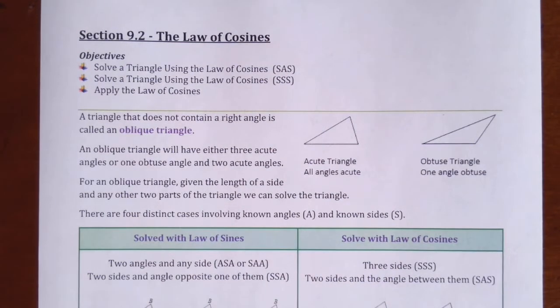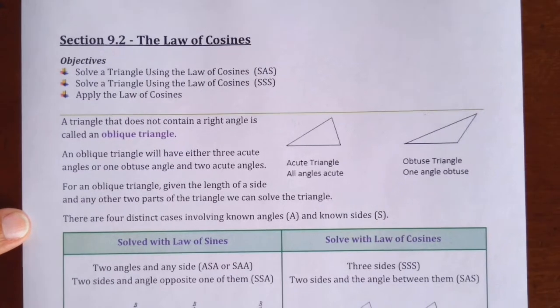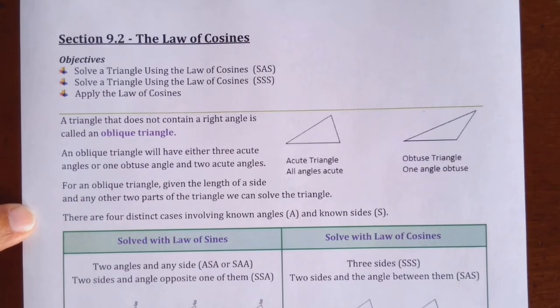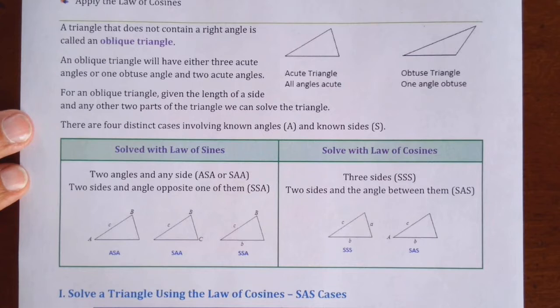Welcome back. Today we're going to look at section 9.2, which is on the law of cosines. You'll notice the objectives. We've got the last two of our types of triangles to solve, side angle side and side side side. Those are going to require a new formula, which is called the law of cosines. And then we'll just do a word problem to show you an application of using the law of cosines.